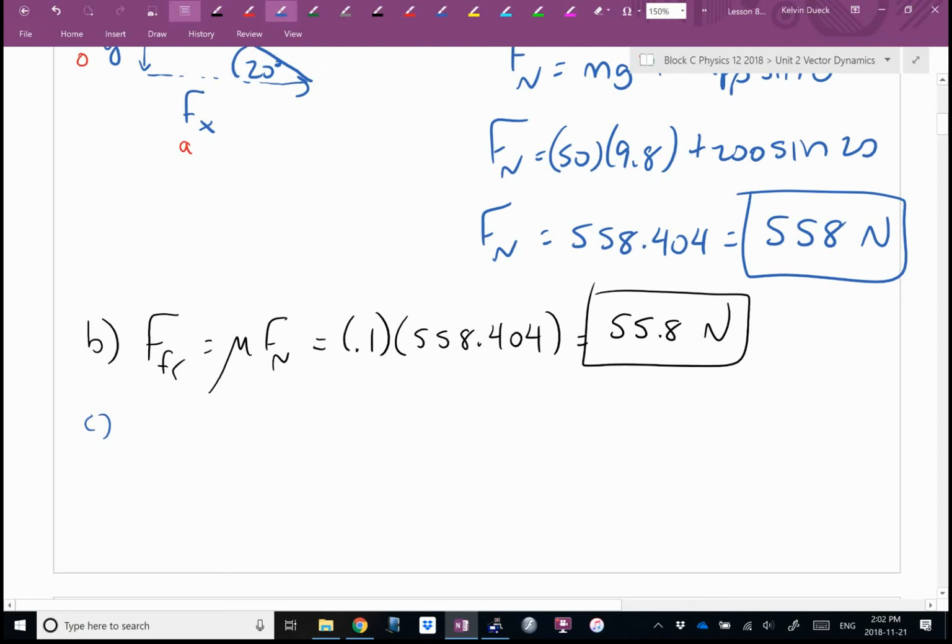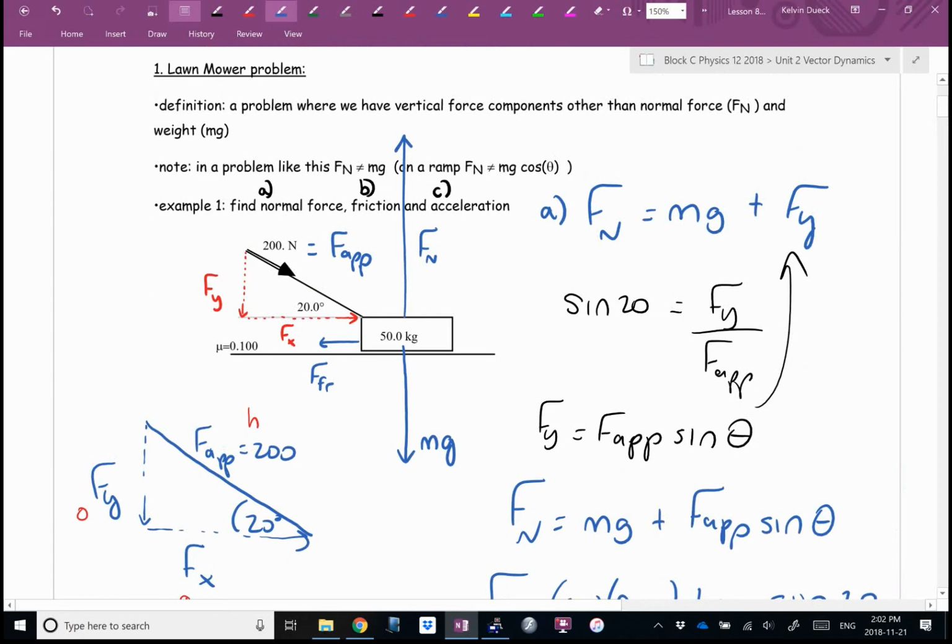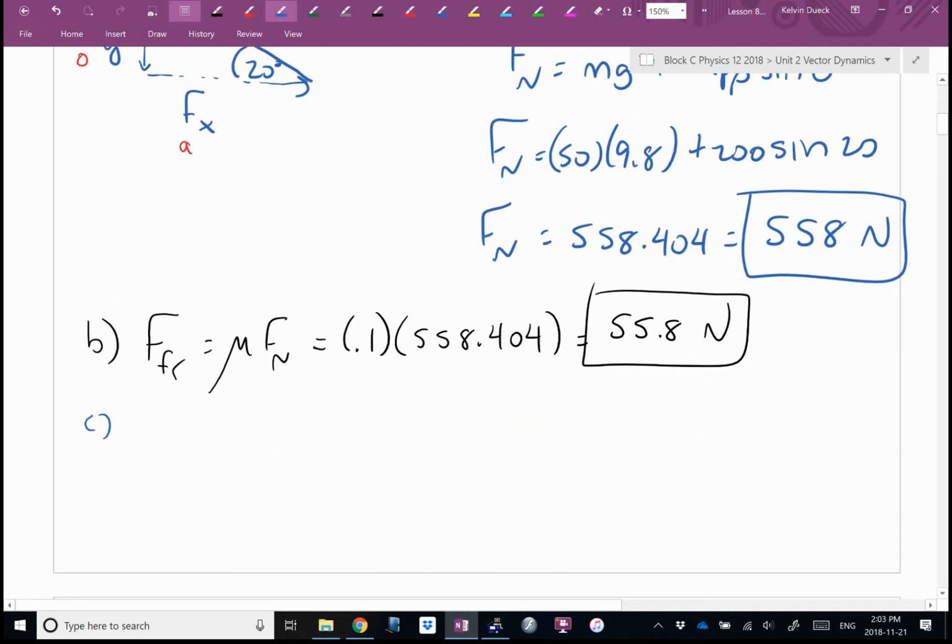C. Ooh, the acceleration. Who's winning? Please be very careful. Who's winning? Yes, not the 200. We're not going to use the 200. Fx is winning. Who's losing? Friction. What's that going to equal? ma. So I'm going to have this. Fx minus friction equals ma.